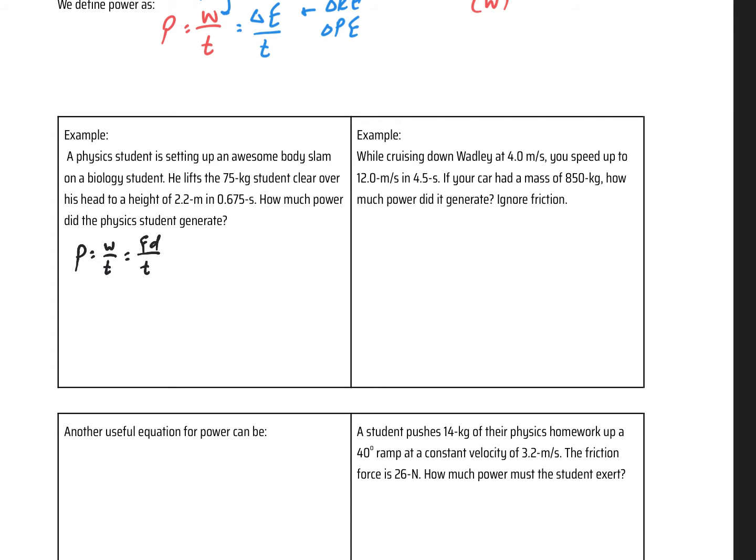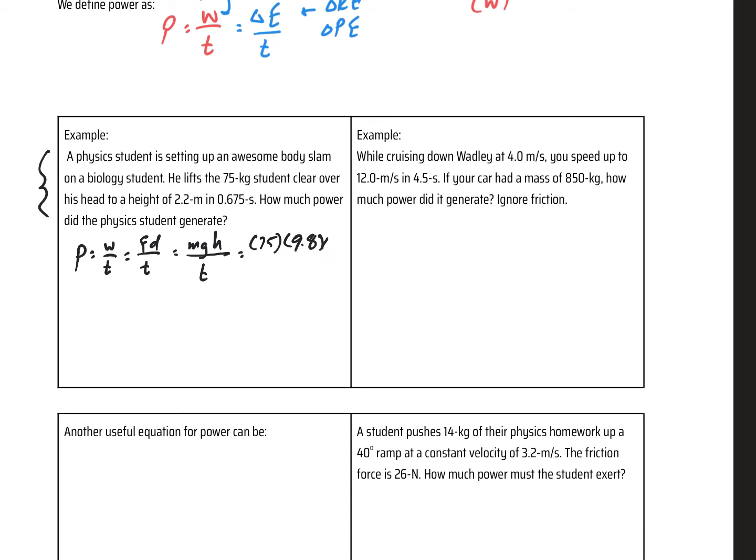F d over t. And when we have these kinds of problems, we're going to assume the person was lifted at a constant velocity. So the force that was used to lift the person was their weight, or their mg. The distance is that height. Then we're given the time. So this one, we pretty much just straight plug and chug.